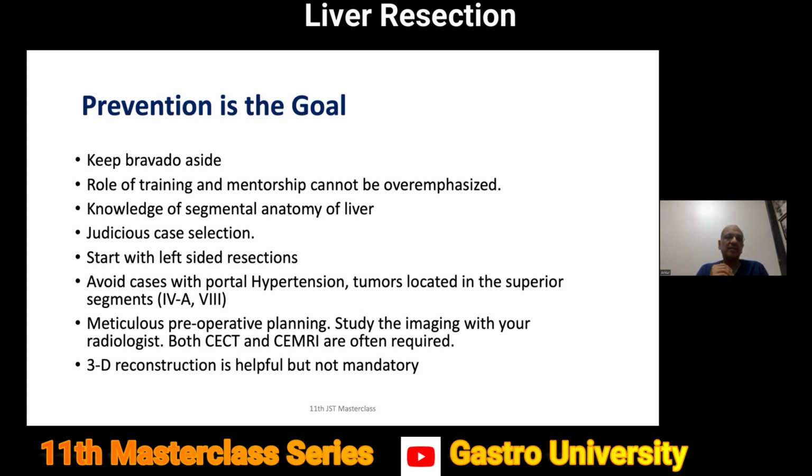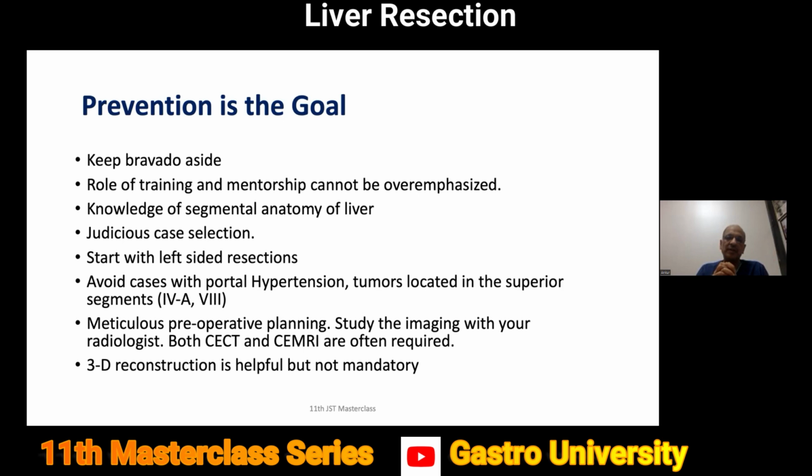So as I just mentioned, case selection should be very judicious. Start with easy resections such as the left-sided resections. Avoid cases with portal hypertension and cirrhosis in the beginning, and tumors located in the superior segments of the liver, such as segments 4A, 8, and 7. So start with peripherally located tumors or segment 2, 3 tumors, and then move on to the more difficult lesions.